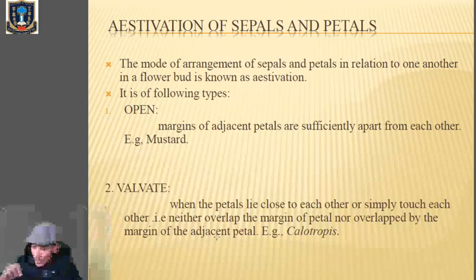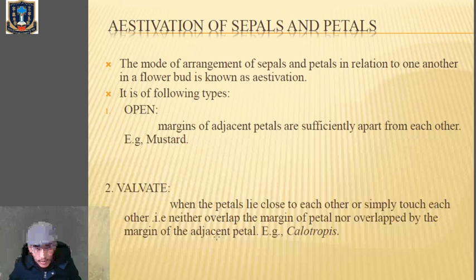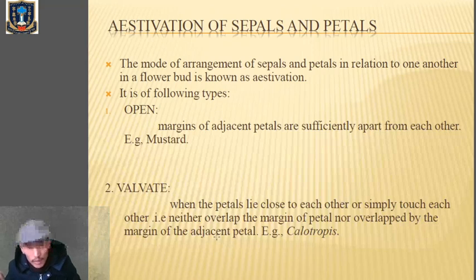So here we'll just see the arrangement of the sepals and petals with respect to one another on the floral bud. Depending on the arrangement of sepals and petals, we have got four types of estivations: open, valvate, twisted, and imbricate. So we are going to discuss each of them. First of all, we'll discuss the open type of estivation.